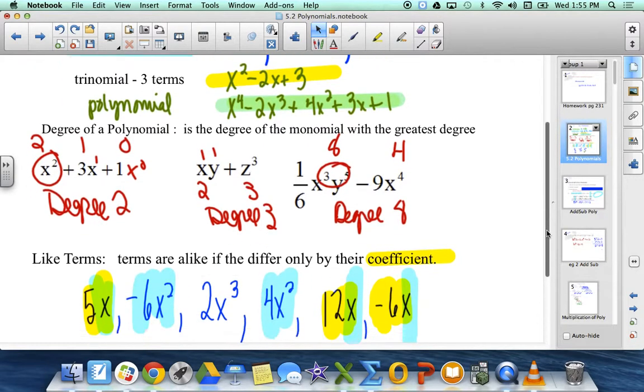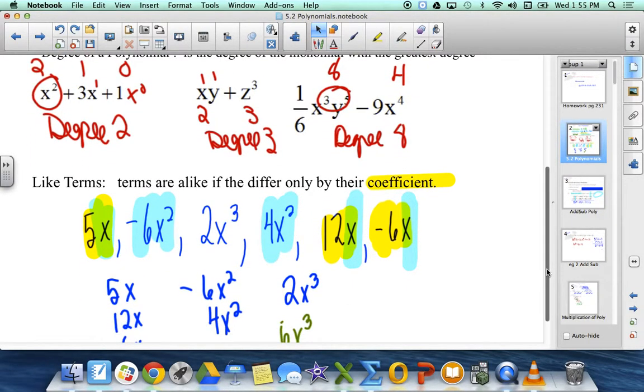Next, I want to talk about like terms. Terms are alike if they differ only by their coefficient. What is a coefficient? The number attached to the variable. Okay, it's the number in front of the variable.